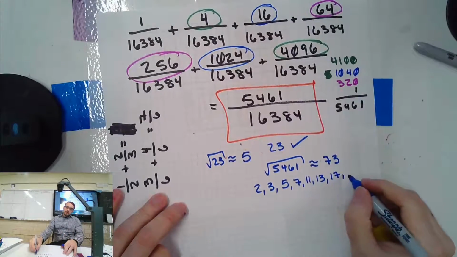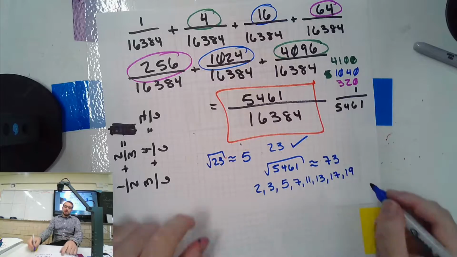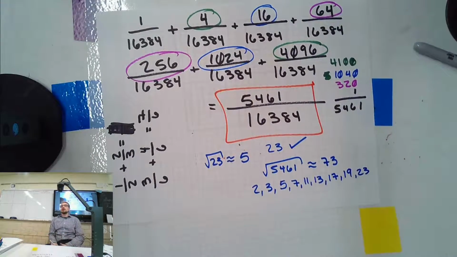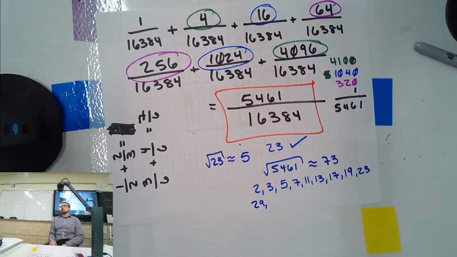Nope. We need to check 20? Need to check 21? How about 22? How about 23? Yeah, I gotta check 23. Check 23! No to 23. We need to check 24? Do we need to check 25? 26? 27? 28? 29. We need to check 29. Check 29. It's not 29. Don't need to check 30. Do we need to check 31?